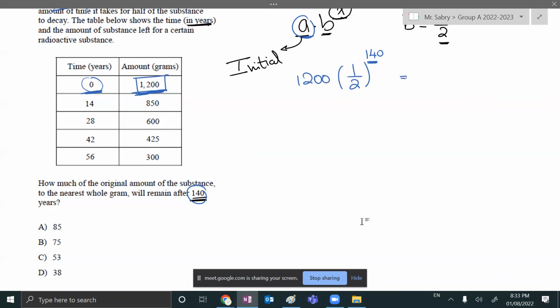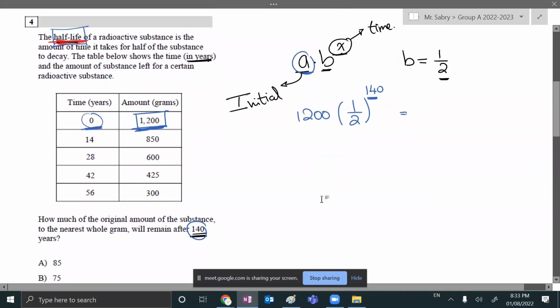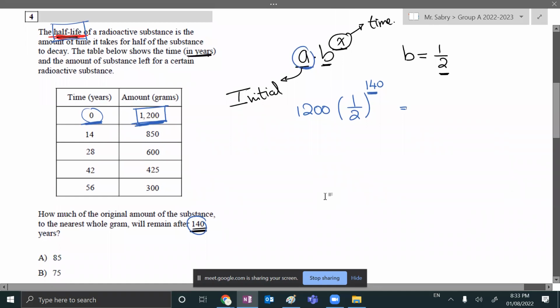Yes, we find the representative of 1, which would be x. So here 28 equals 1. If we replace the x with 1, we get 140. Here ends 5.